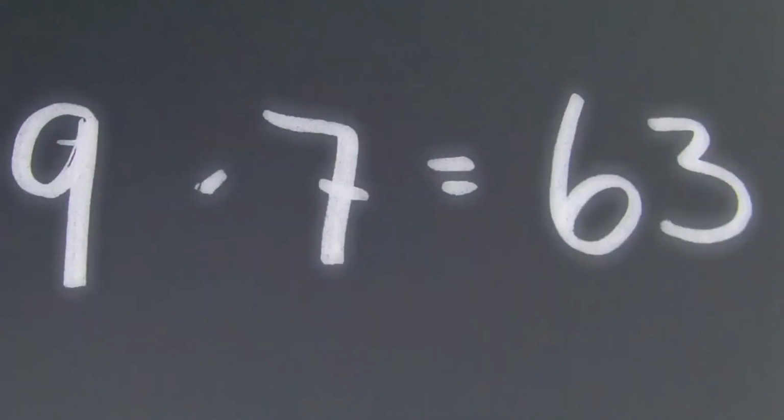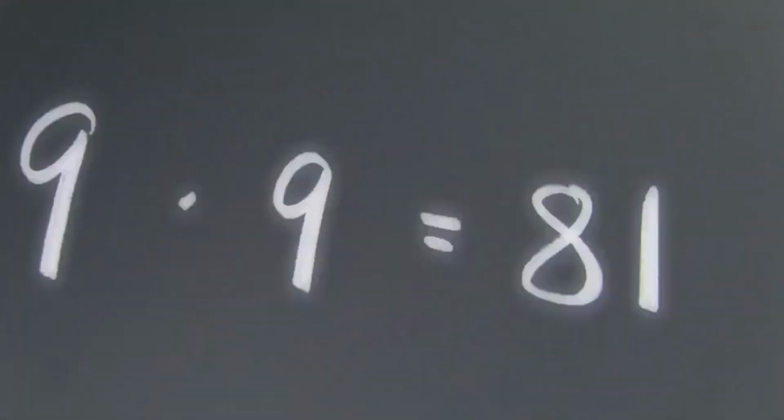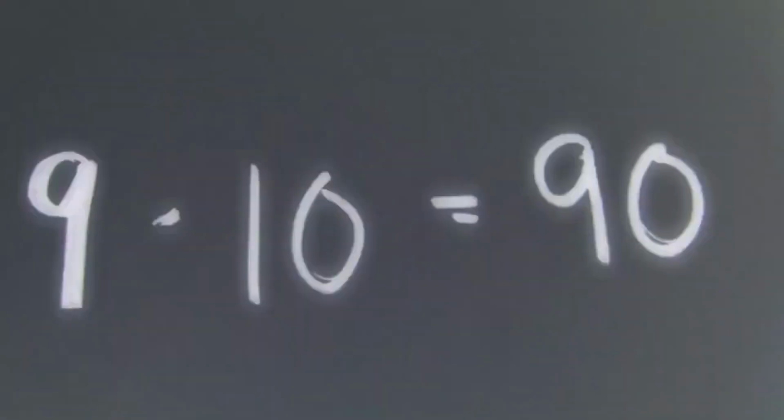9 times 7 is 63. 9 times 8 is 72. 9 times 9 is 81. 9 times 10 is 90.